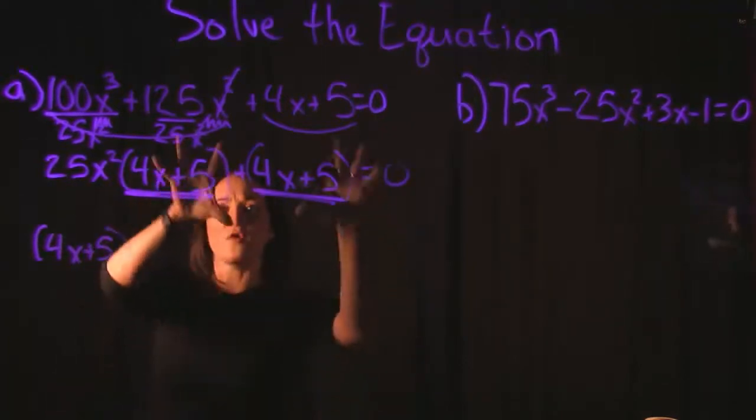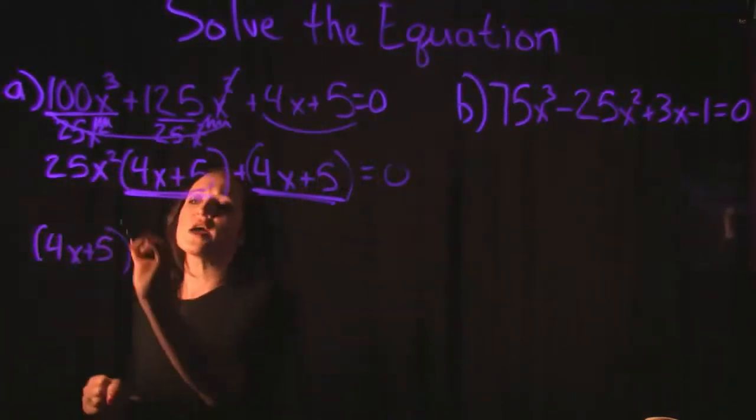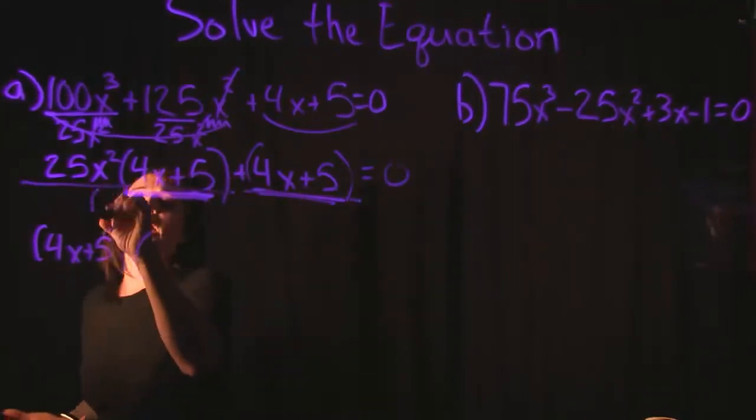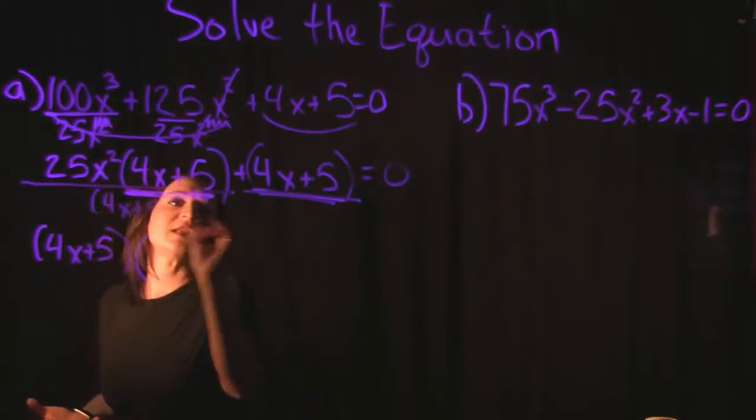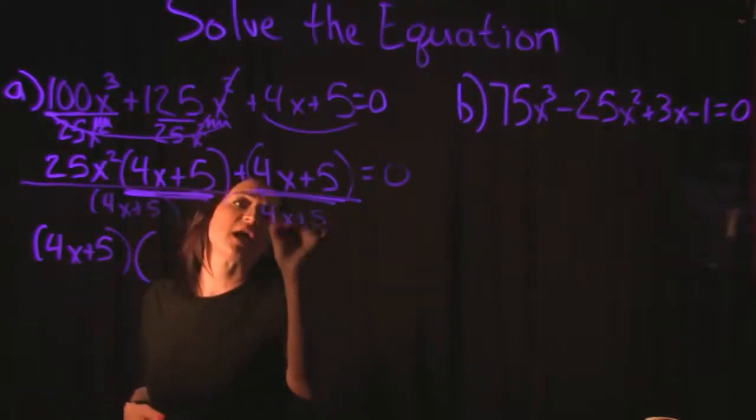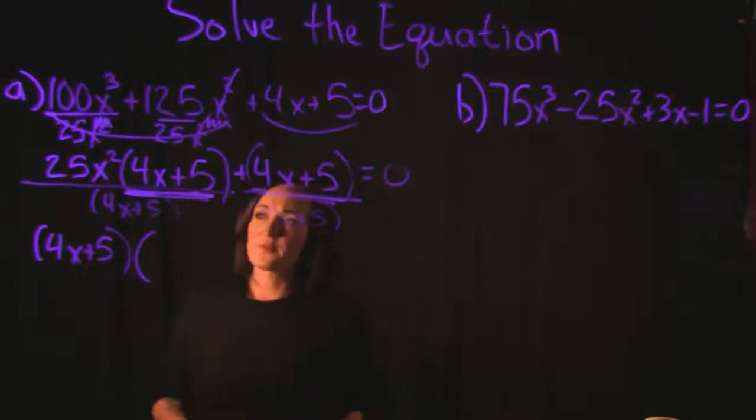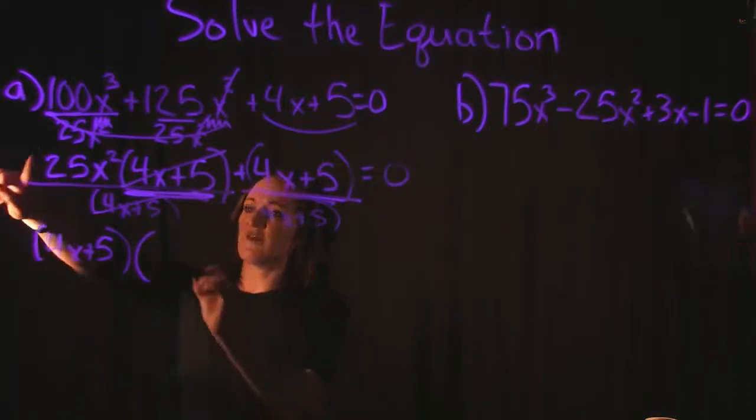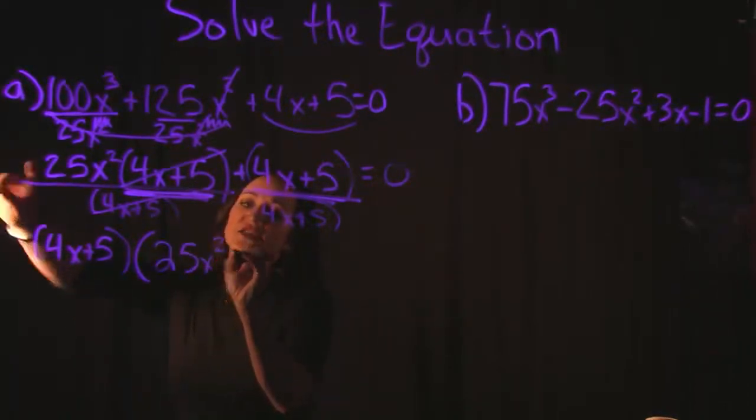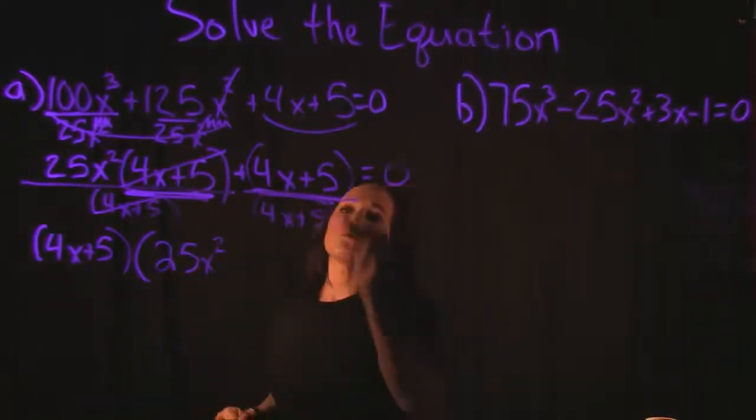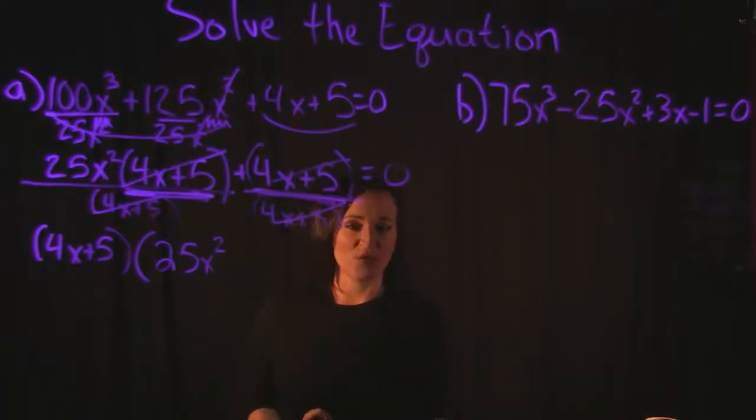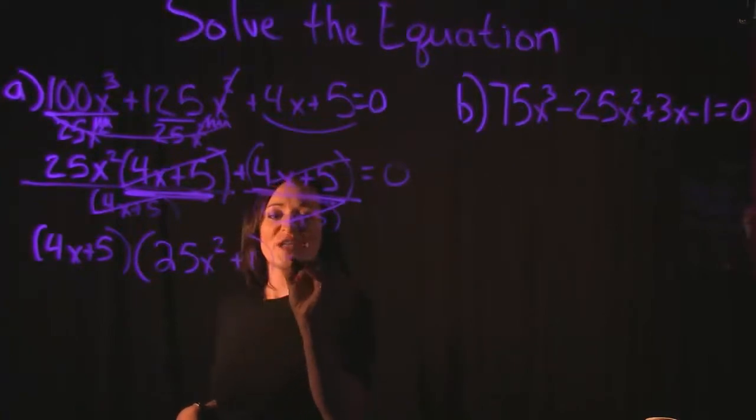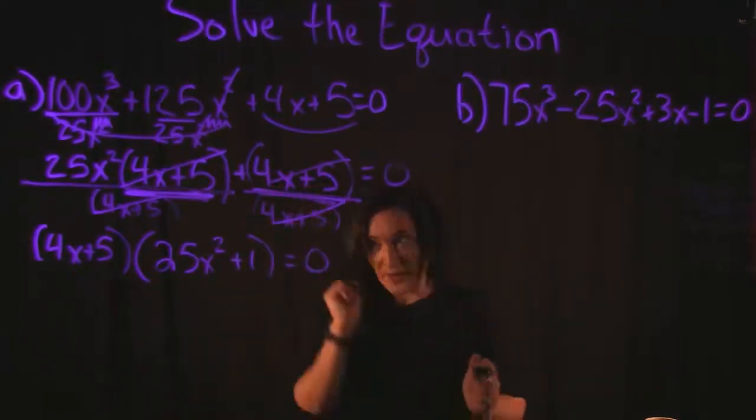So I'm going to pull that 4x plus 5 out here to the front. And when I do that, we need to figure out what we're left with. So that means we divide again. We divide each grouping by our GCF, which is 4x plus 5. When we do the first division, 4x plus 5 cancels with 4x plus 5, leaving us with the 25x squared. Our second grouping over here, 4x plus 5, cancels out with 4x plus 5, which leaves us with a 1. Remember, when everything cancels out, you are left with a 1.